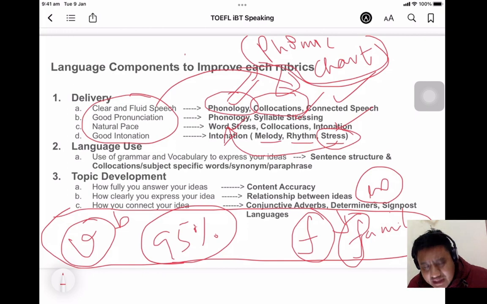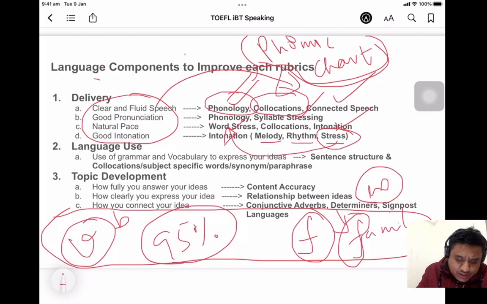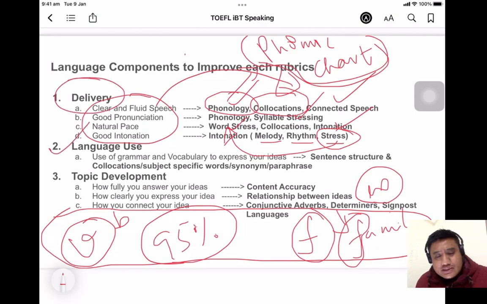So later I'll be talking about a particular process that you can use to practice, in the next video, right? But for now, please watch those videos to cover the delivery part. Okay. Now, the language use part is exactly the same as when we talked about the writing.